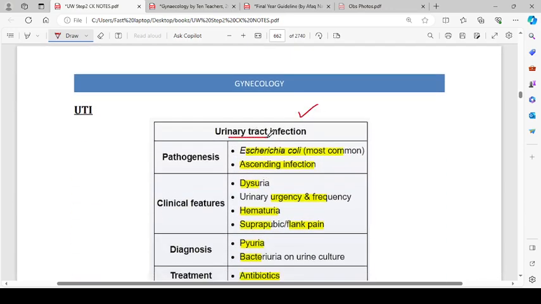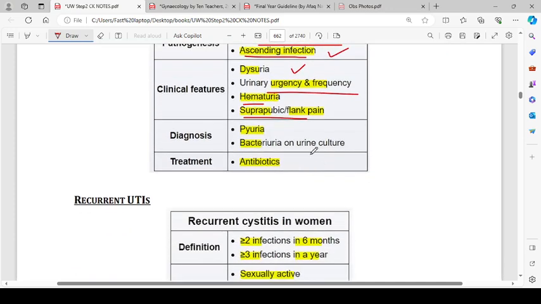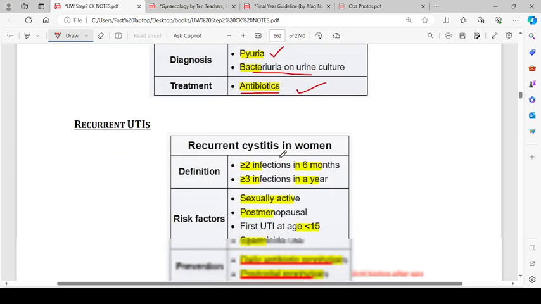UTI, urinary tract infections. The pathogenesis is E. coli most common, and it is E. coli ascends into the urethra because there is a close proximity between the urethra and the anus in women. So it ascends upward into the urethra, causing ascending infection, and that infection can go into the kidneys as well. Clinical features are dysuria, urinary urgency and frequency, hematuria and suprapubic flank pain. Diagnosis is with pyuria, bacteriuria on the urine culture, and treatment is with antibiotics.